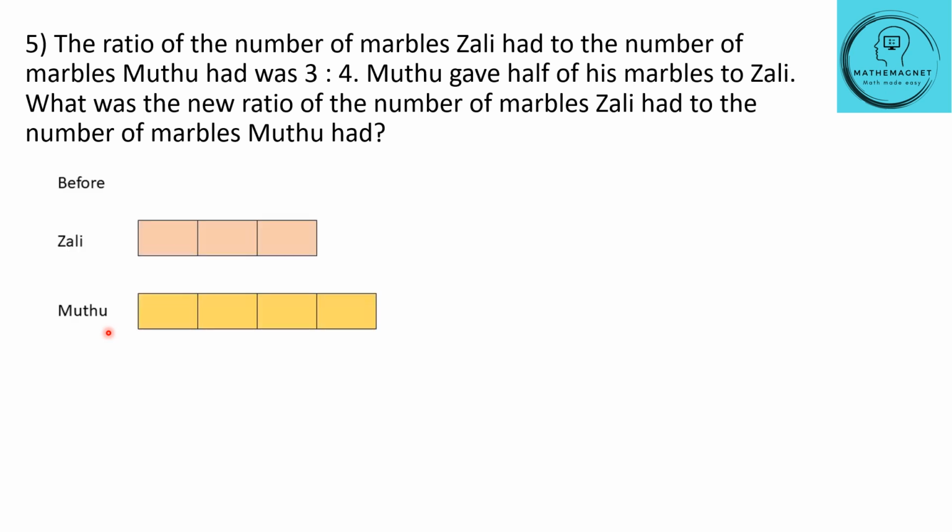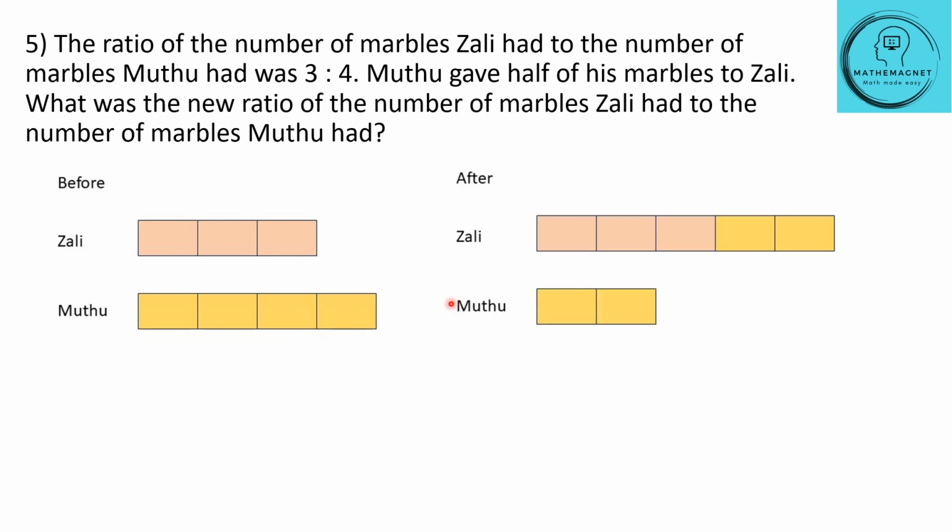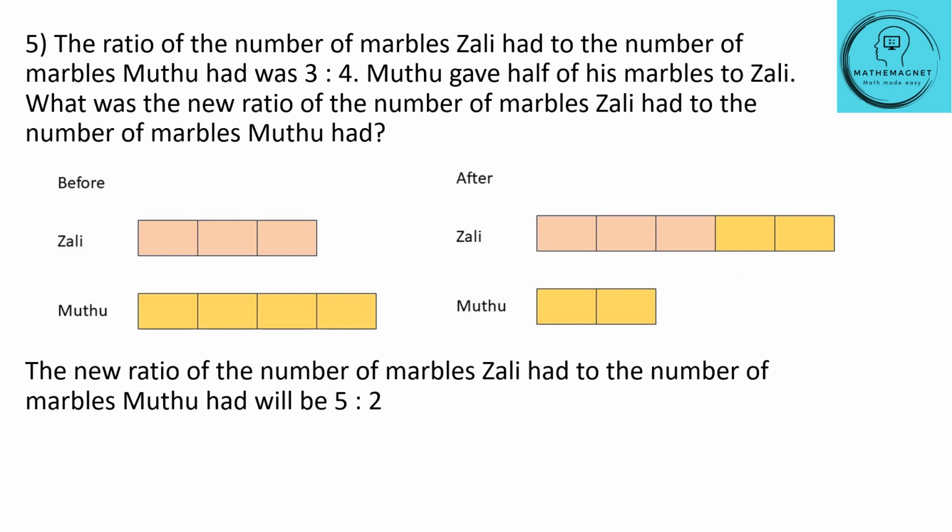So let's begin by drawing the before model and then the after model and see how to go about solving this problem. The before model will be such that Zali has 3 units and Muthu has 4 units. Now Muthu gave half of his marbles to Zali. So what will be the new ratio is the question. Muthu has given half of his, which means 2 units of Muthu go to Zali. So the after model becomes such that Zali has 5 units and Muthu has only 2 units. So the new ratio of the number of marbles Zali had to the number of marbles Muthu had will be 5:2.